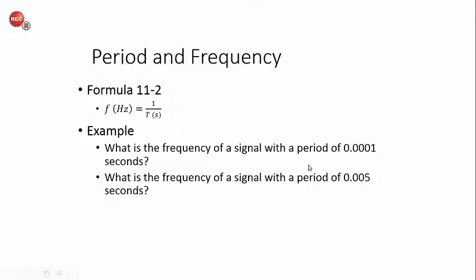And likewise, the frequency is going to be 1 divided by the period. And so what is the frequency of a signal with a period of 0.0001? And so I'm going to use my calculator here. 1 divided by 0.0001 is equal to 10,000, or 10 kilo. And so the frequency will be 10 kilohertz. And the second one here, what is the frequency of a signal with a period of 0.005? So again, I'll use my calculator. 1 divided by 0.005 is 200. And so the frequency will be 200 hertz if the period is 0.005 seconds.